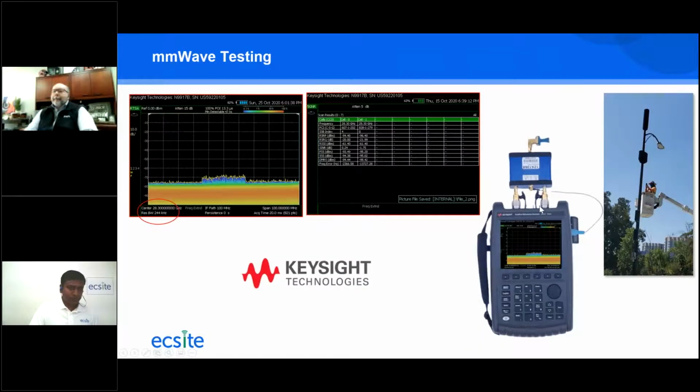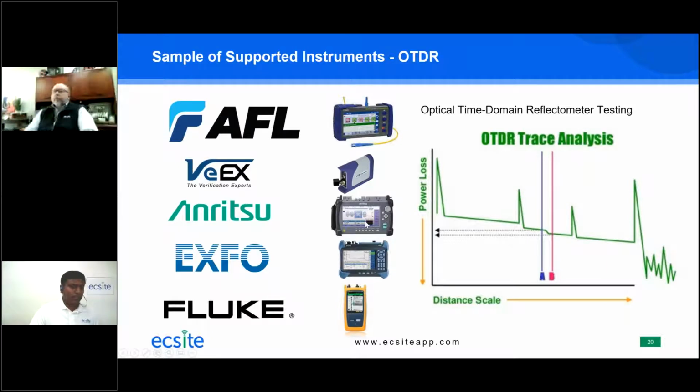We also started to do some 5G millimeter wave testing in the 28 gig and 39 gig bands with the FieldFox from ECSite. So that's also something that we've been doing. Then switching over to the fiber side, we also do different levels of automation for different instruments, with AFL, VX, and Android. So you get the native experience with Xflow and Fluke. It's a cloud-based experience, our cloud talking to their cloud, but we also do OTDR tests through our app and portal.